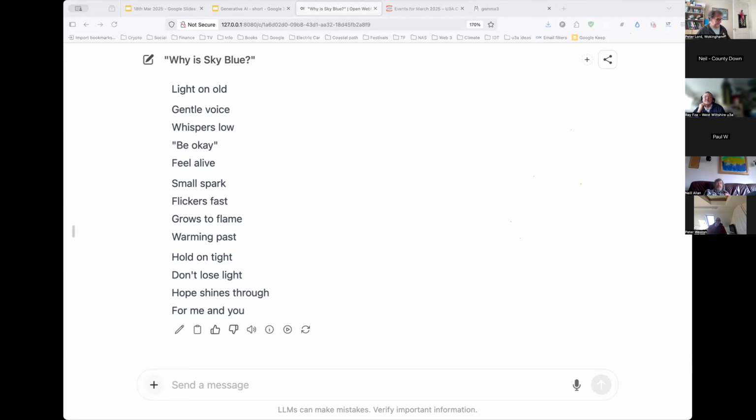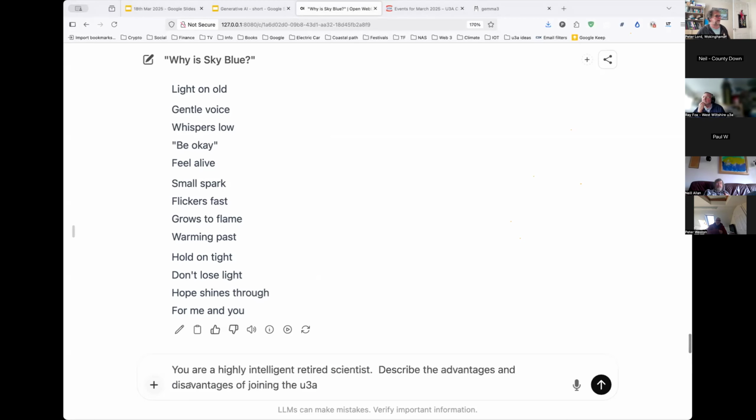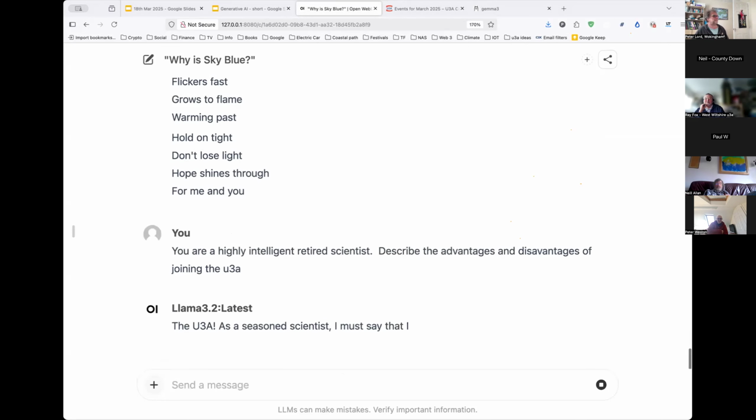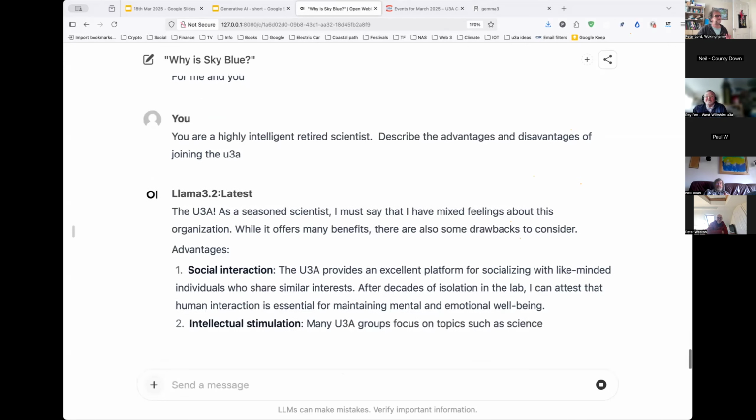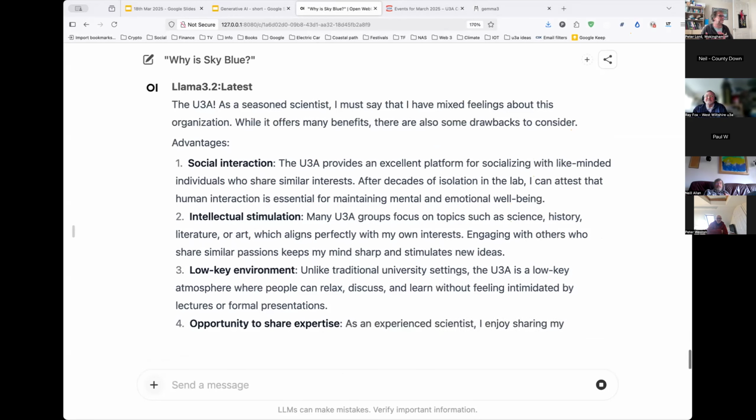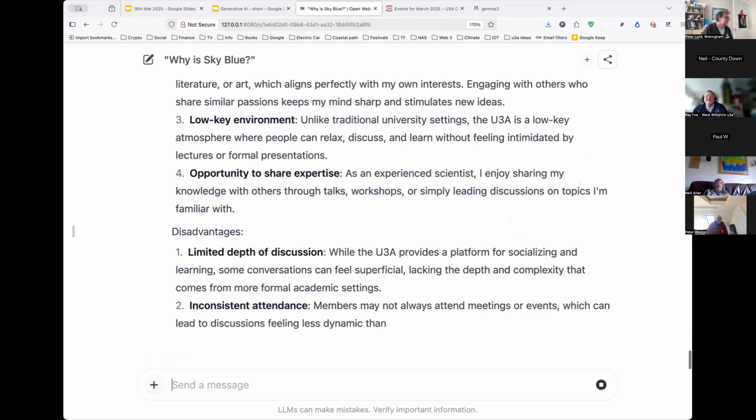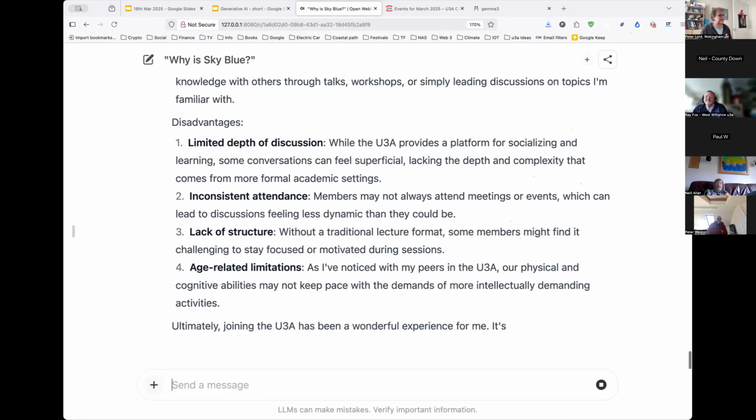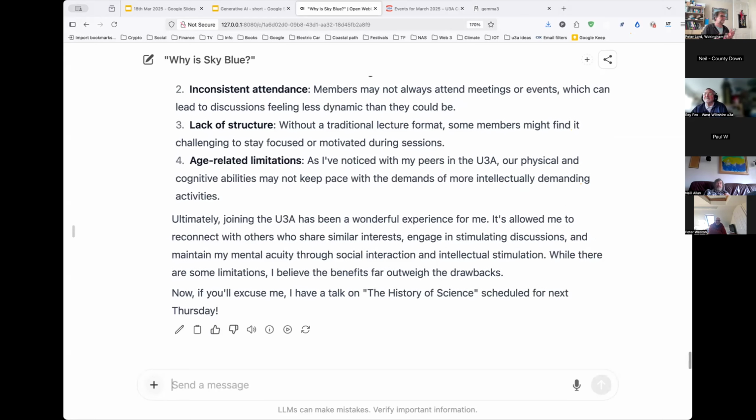Now, there is a technique called role prompting. And what this is about is it's asking the large language model to pretend to be something else. In this case, you are a highly intelligent retired scientist. Describe the advantages and disadvantages of joining the U3A. And it gives you the answer in the format that a highly intelligent retired scientist might phrase the response.